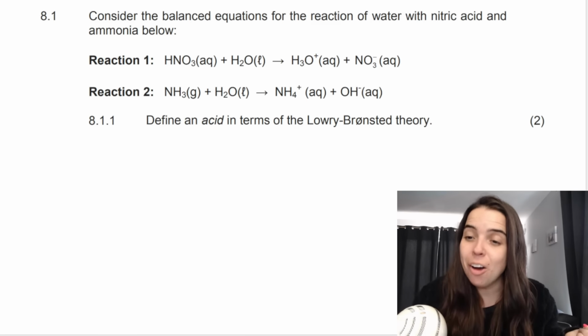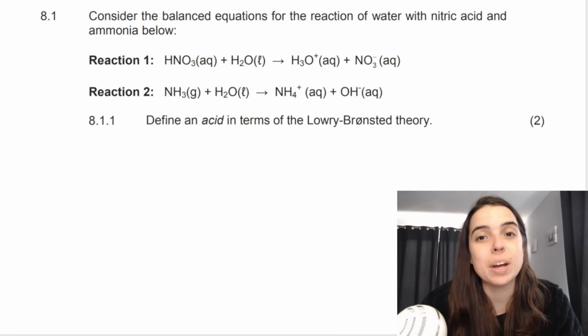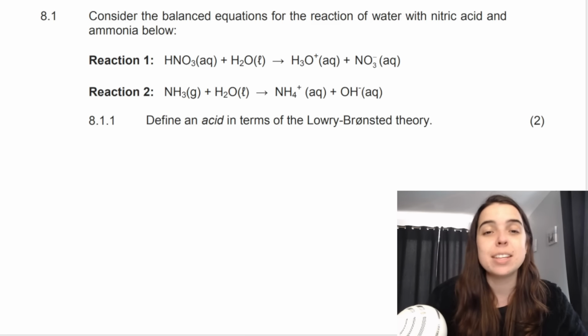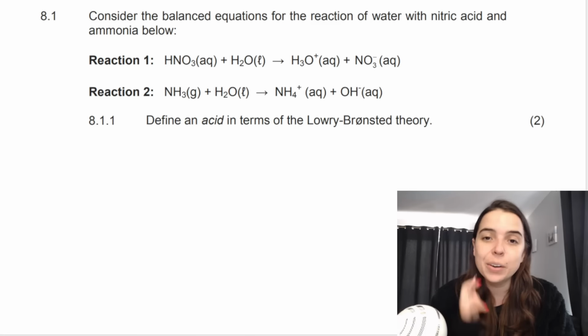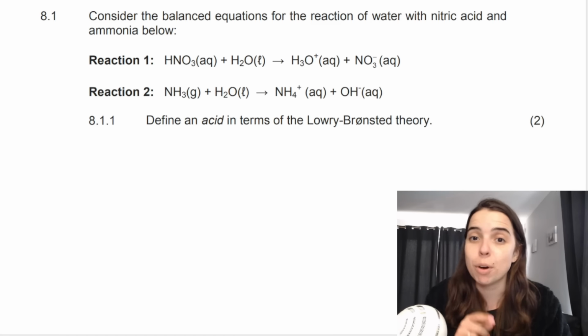Then unpause and mark. The first question says 8.1, consider the balanced equations for the reaction of water with nitric acid and ammonia below. So they give me two balanced chemical equations. First question, define an acid in terms of the Lowry-Bronsted theory.